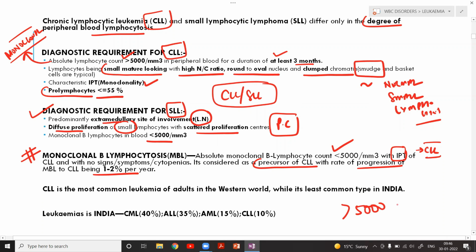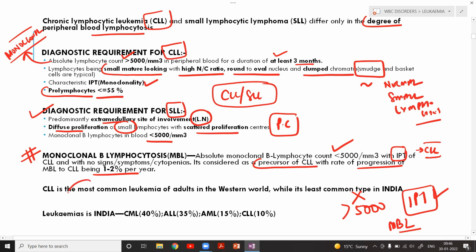So remember one thing, very important: not only should the count be more than 5,000 for the diagnosis of CLL, but also IPT should demonstrate monoclonality. But if the monoclonality is there and this feature is not fulfilled, then we use the term monoclonal B lymphocytosis. Always remember this thing. It is a precursor of CLL.